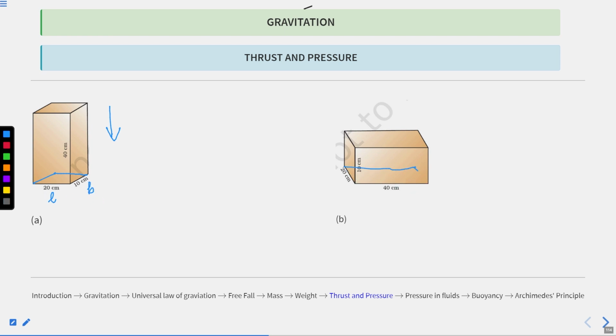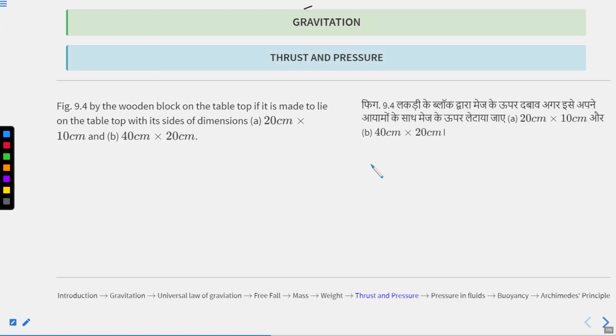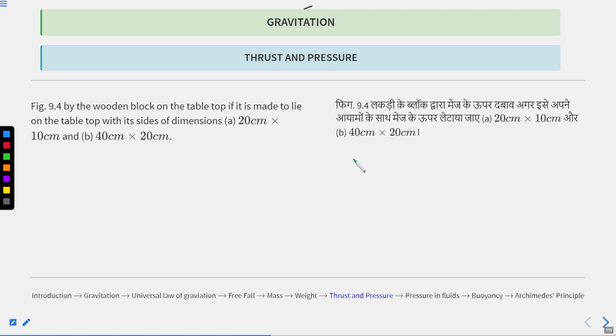Case number 2 is when the object is placed horizontally, where the length is 20 centimeter and its breadth is 40 centimeter, touching the surface of the tabletop. We have to calculate thrust and pressure in these two cases. So how are we going to calculate the thrust? Thrust is force and force is mg. The given mass is 5 kg, so thrust will be 5 kg into 9.8 meter per second square. This will be the thrust.